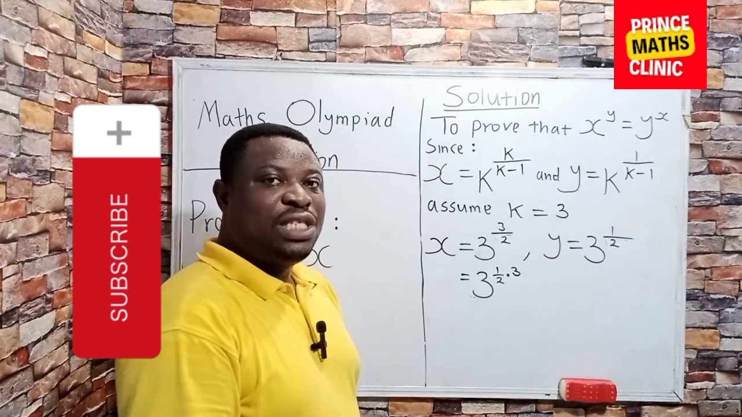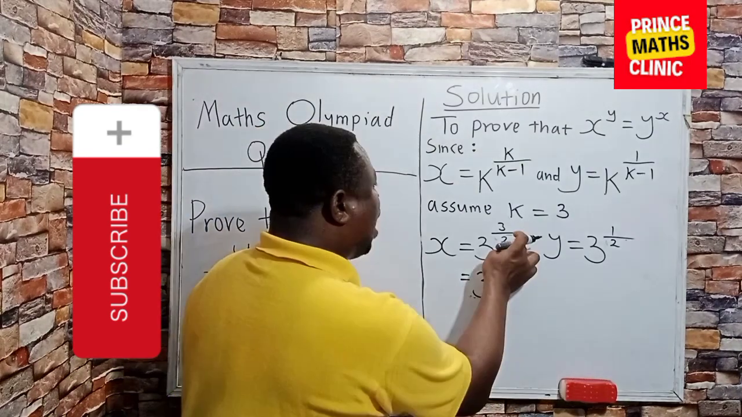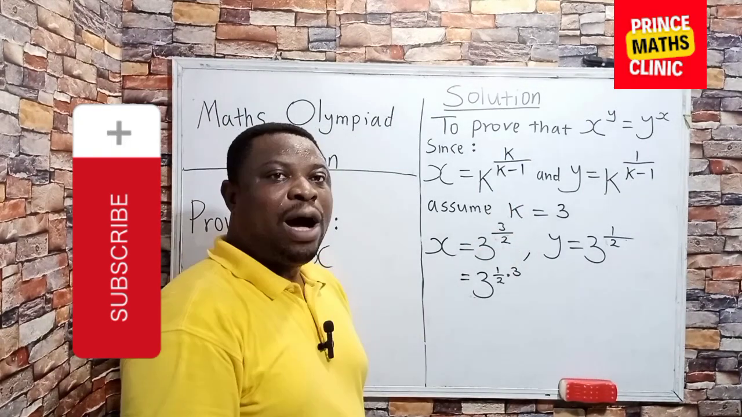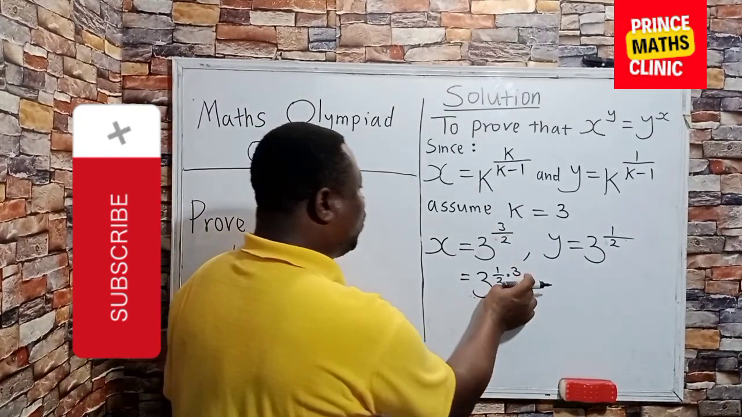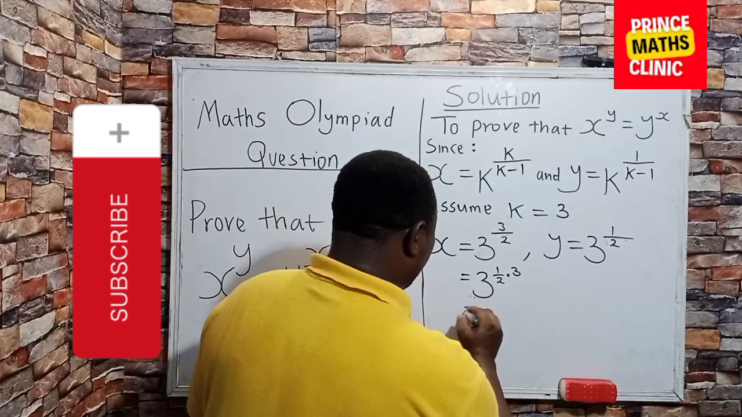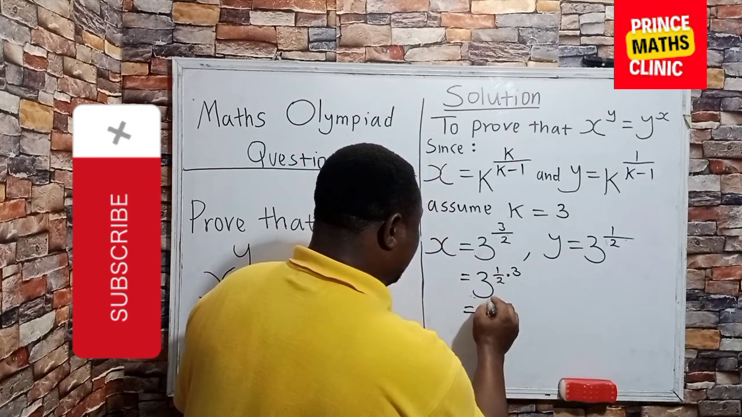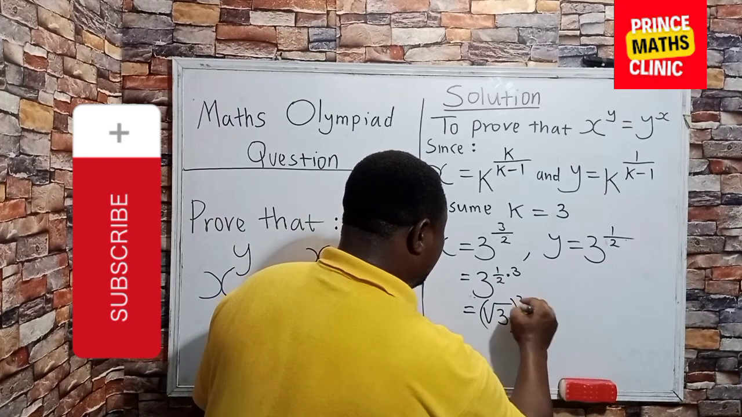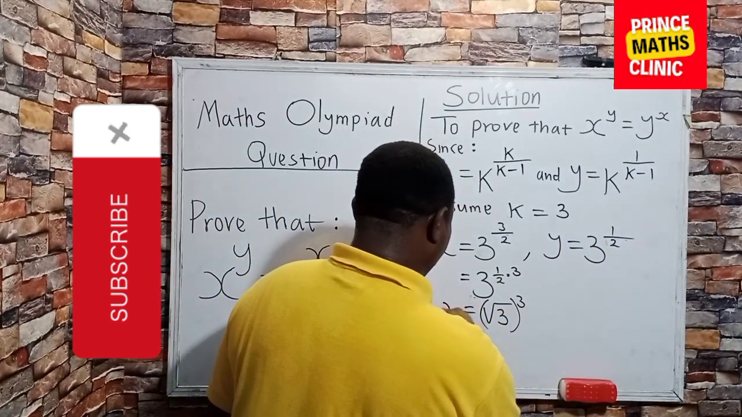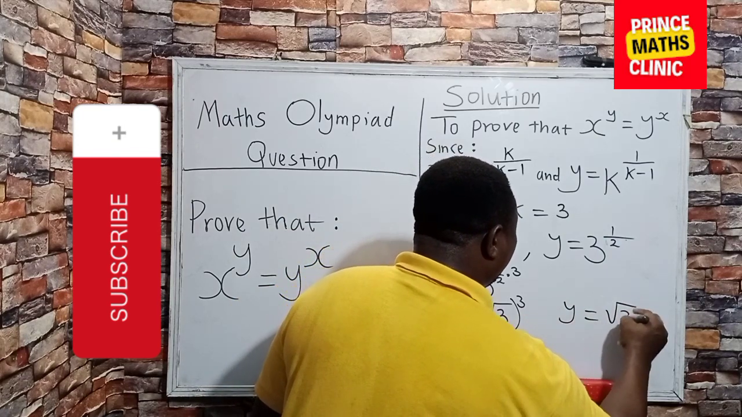Like I've always been saying in my class involving radicals, what you have in the denominator talks about root, and in the numerator talks about power. Therefore, you can split this into this form, such that this becomes what? Square root of 3, then you power it by 3. And this simply means, so this is x, and my y is what? Square root of 3.